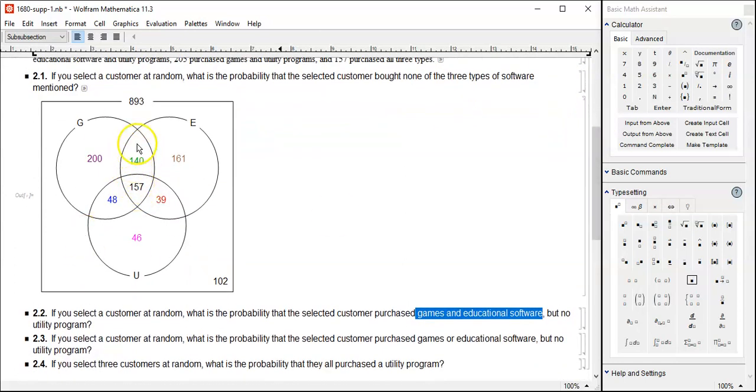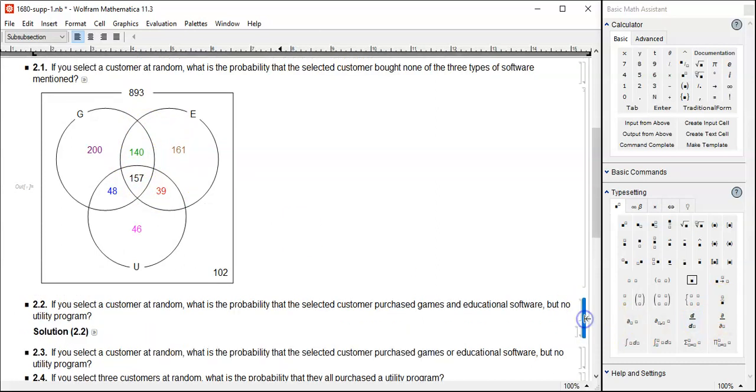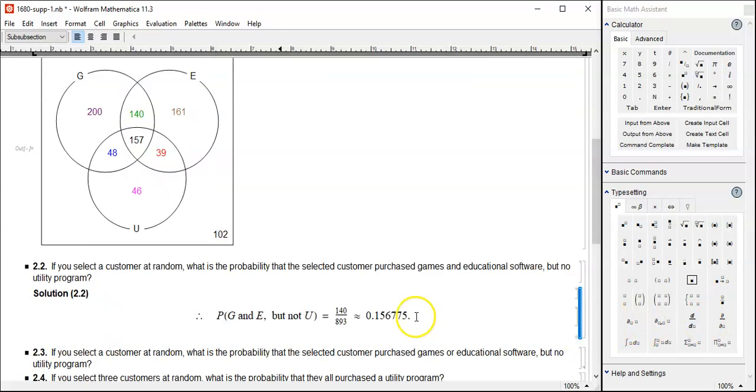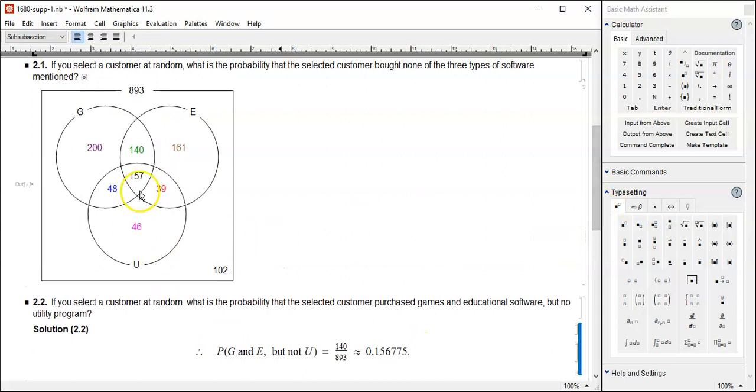But among those in this football region that I'm running my mouse around, but no utility. Okay? In this football, outside U. So which is it? Which number is it? In this football, no utility. Is this it or is that it? It's 140. But not U. 157 is inside U. So those people purchase all three. Game, educational, and also utility. Okay, next problem.